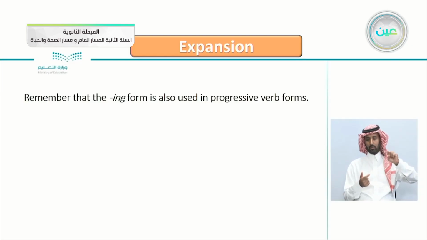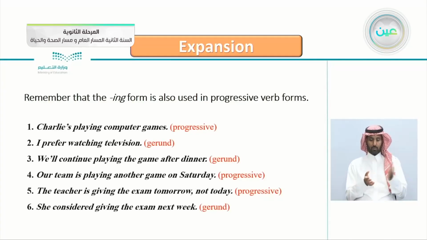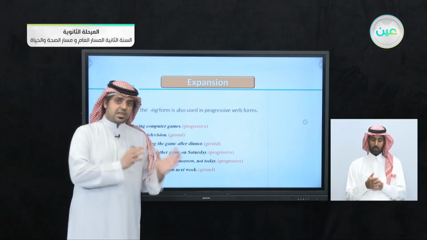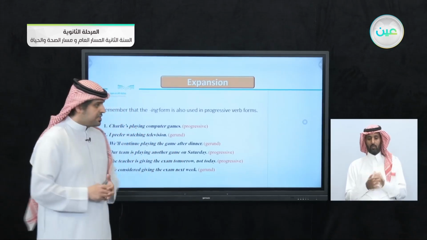And remember that the ing form is also used in progressive verb forms. Charlie is playing computer games. This is progressive. Charlie is playing. I prefer watching. This is a gerund. Try to differentiate between the gerund and the progressive.